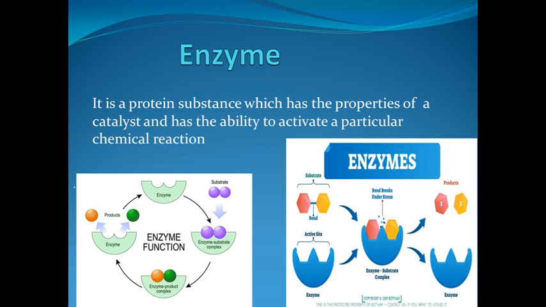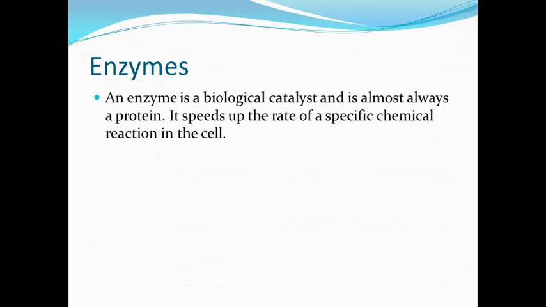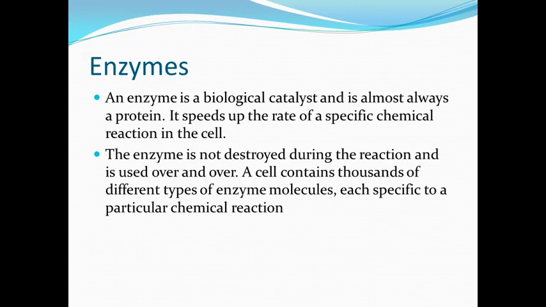So let's now see what enzymes are. They are protein substances which have the properties of a catalyst and the ability to activate a particular chemical reaction. Enzymes are biological catalysts and they speed up the reaction. They are not destroyed during the reaction, which means they don't take part in the reaction. They can be used over and over again. A cell contains thousands of different types of enzymes, and each enzyme is specific for each type of chemical reaction or type of food.